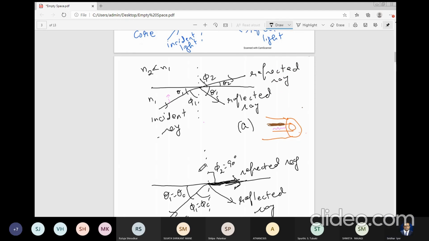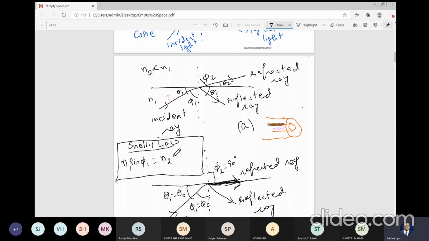Okay. So let us go ahead. So now if we look at diagram 1, let's write this in a bracket here. If we look at diagram 1, we can apply the very popular Snell's law in that diagram. And according to Snell's law, you'll have N1 sine phi 1 equal to N2 sine phi 2.